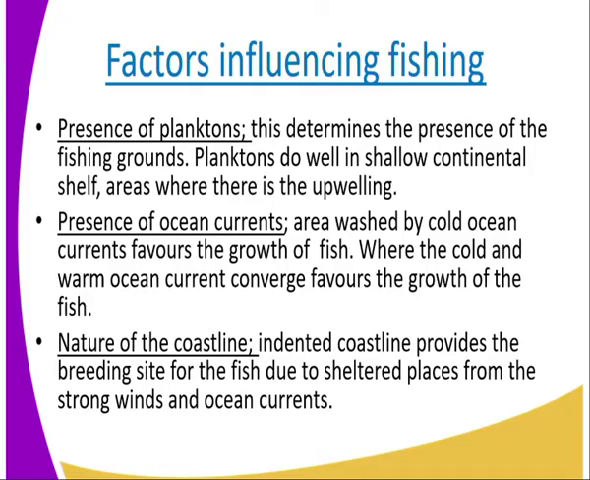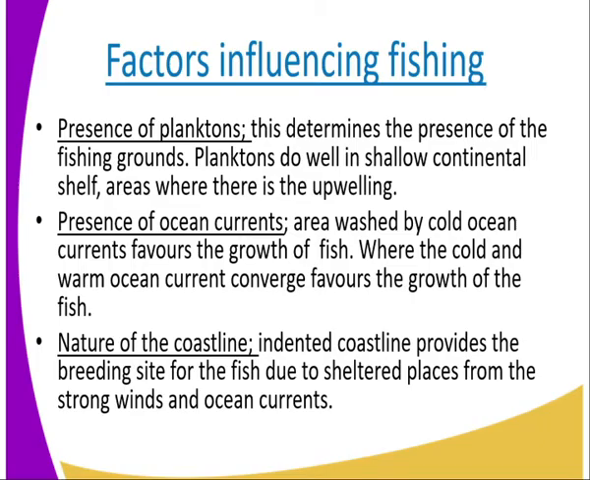Number two, presence of ocean currents. These are the areas that are washed by the cold ocean current that favors the growth of the fish. Where the cold and warm ocean currents converge also favors the growth of the fish. So those areas where we have the washing of the cold ocean current will favor the growth of the fish. And also those areas where the two ocean currents converge, both the cold and warm, there will be upwelling, and so the growth of the fish.